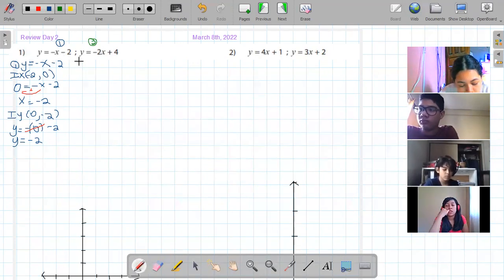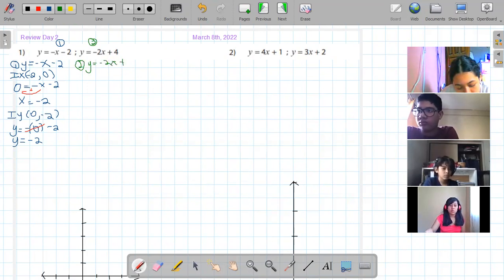Now I'm going to do equation 2, exactly the same procedure, but with the second equation. y equals negative 2x plus 4. And just remember that it doesn't matter what intercept you find first.